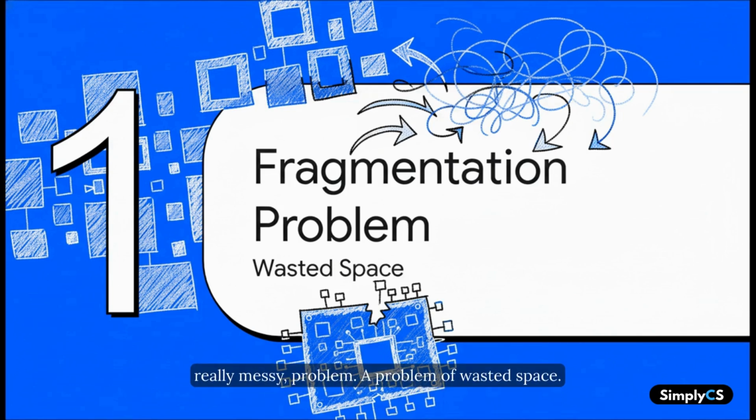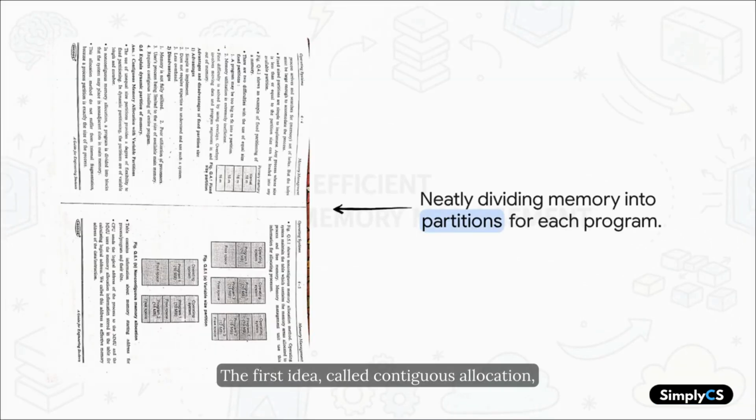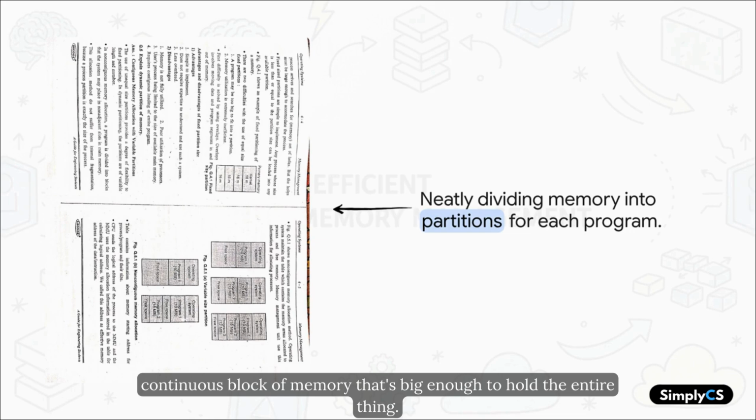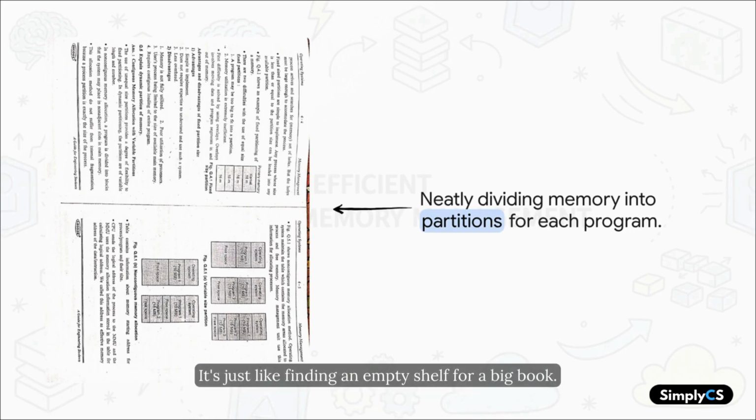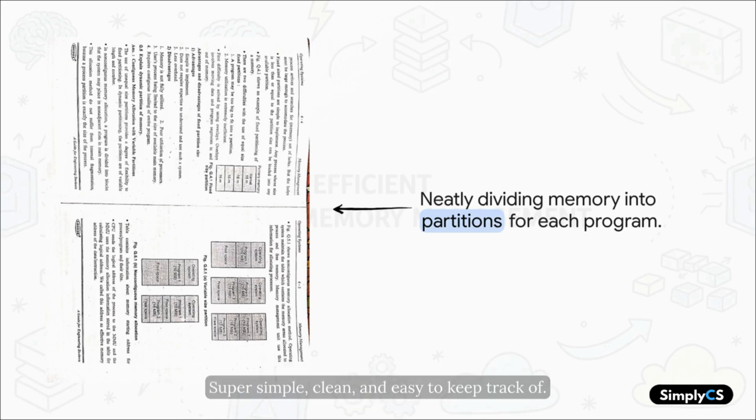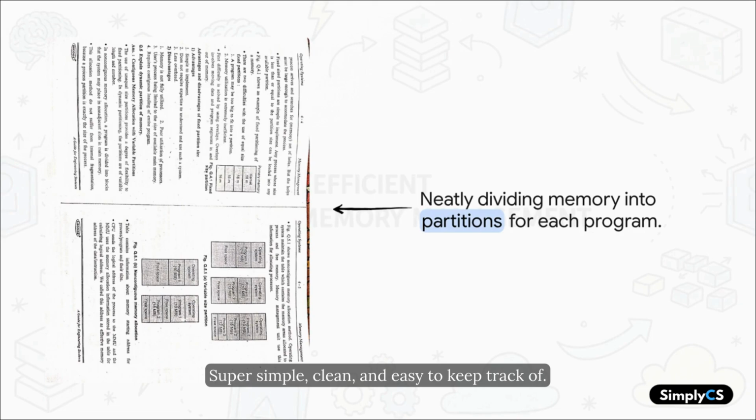a problem of wasted space. The first idea, called contiguous allocation, made a ton of sense. When a program needs to run, the system just finds one single, continuous block of memory that's big enough to hold the entire thing. It's just like finding an empty shelf for a big book. Super simple, clean, and easy to keep track of.